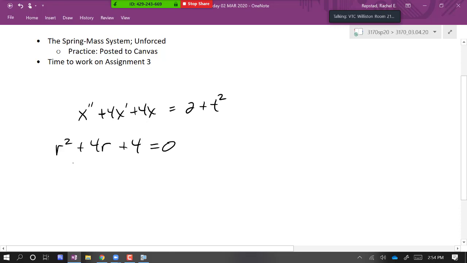What are different ways we have to solve a quadratic? We've got like 2 or 3 methods at our disposal.